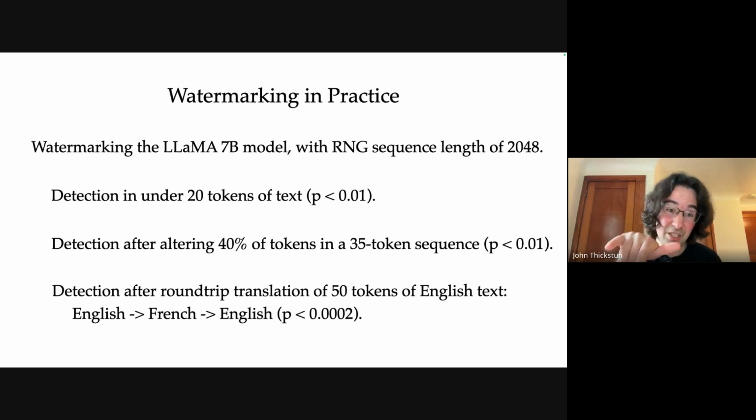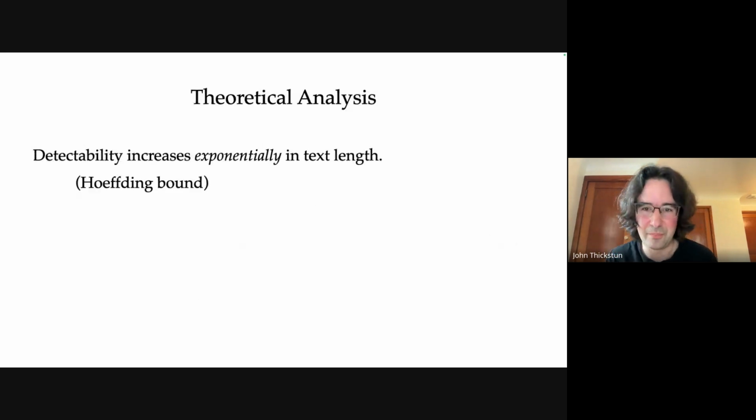But remember, this is 20 tokens of text. And actually what we'll see next is that if you're willing to look at even 30 or 40 tokens of text, you can very quickly get really comical p-values, like p less than 10 to the minus 6 or more. And let me now jump to why that is.